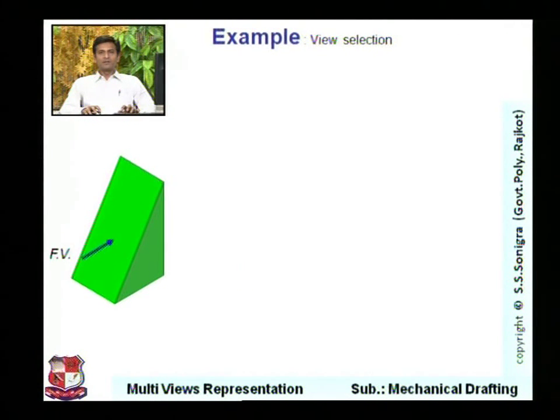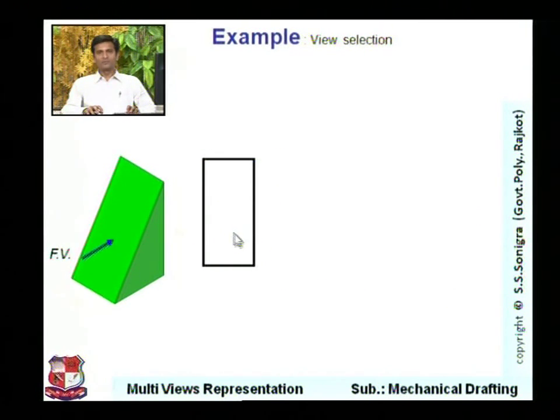Now one example for view selection, how to select a view. This is one of the very important examples, and it will clear your concept about the selection of views. This is the front view of this object, right? It is given over here. Now draw its front view. If we look from the front, this object will appear as a rectangle drawn over here.